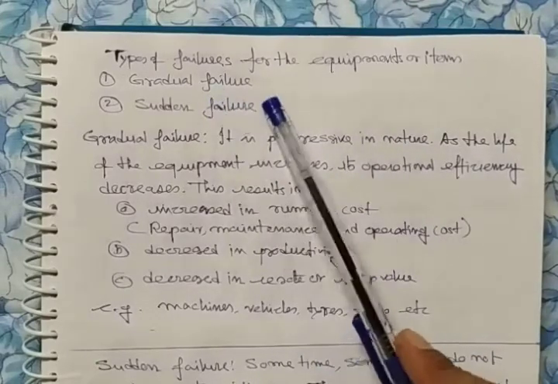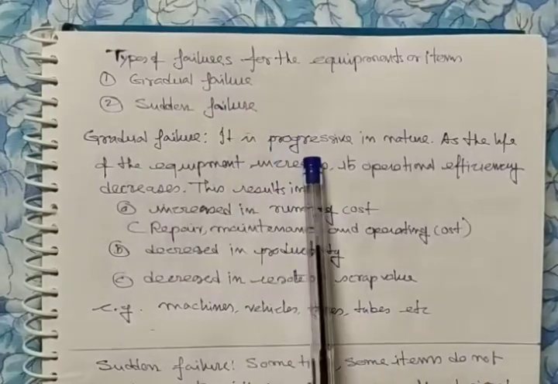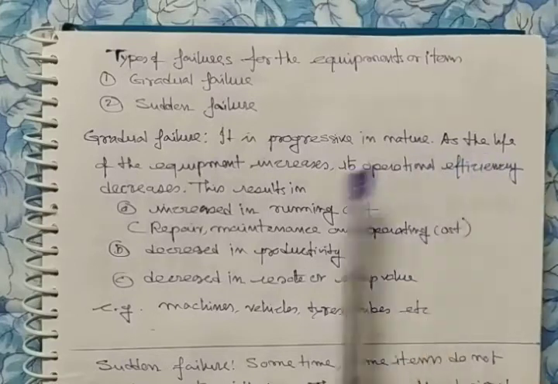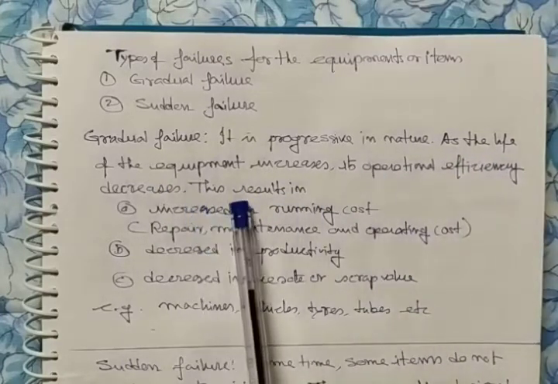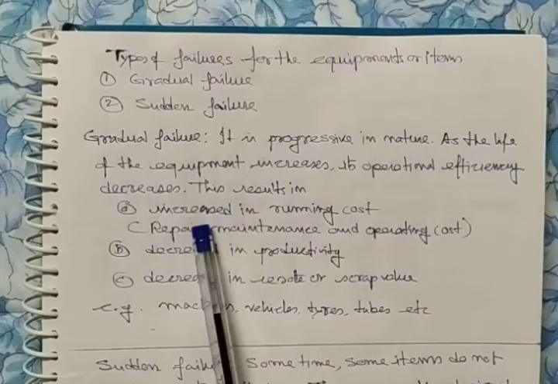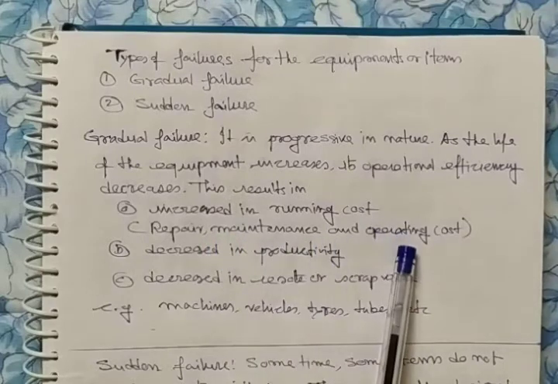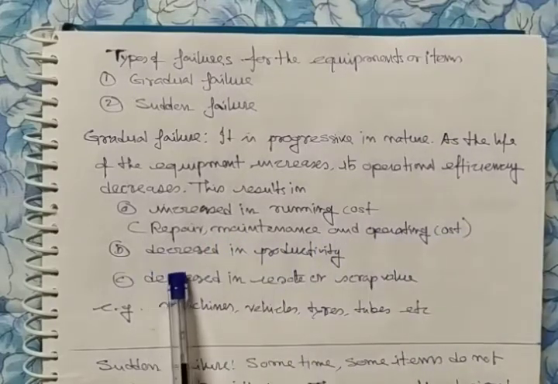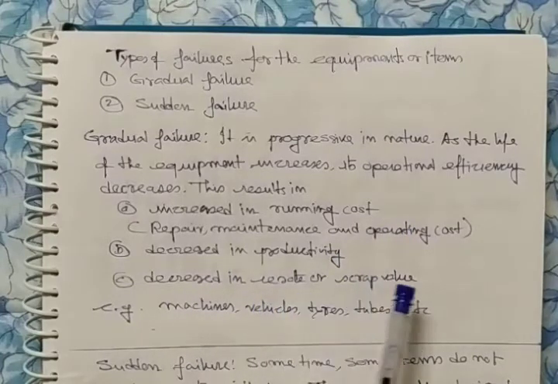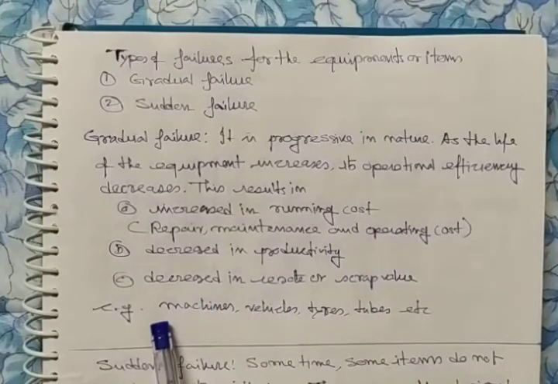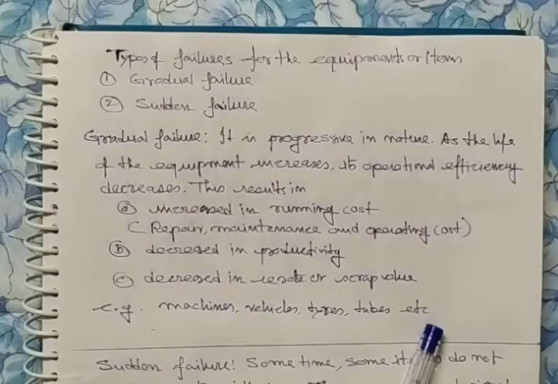Number 1 is gradual failure or sudden failure. Gradual failure is progressive in nature. As the life of the equipment increases, its operational efficiency decreases. This results in increases in running costs, that is repairing, maintenance, operating costs, etc., a decrease in productivity, and a decrease in resale or scrap value. Examples are machines, vehicles, tires, tubes, etc.